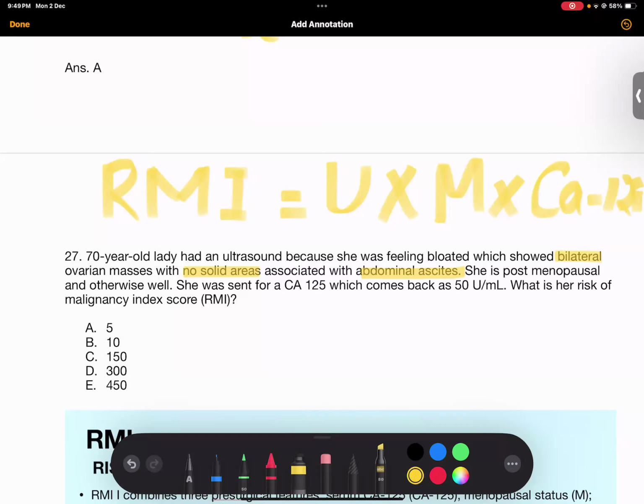We have 5 ultrasonic features according to which we score. If you have only one ultrasound feature, your U score would be 1. If you have no ultrasound feature, your score would be 0. And if you have 2 or more ultrasound features, your score would be 3. Here in this case, you have two ultrasound features, the bilateral masses and also the ascites.